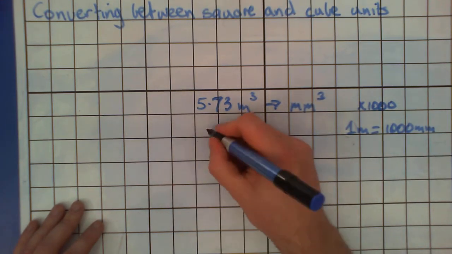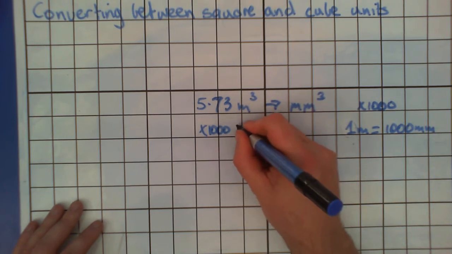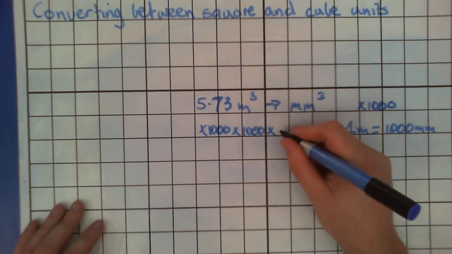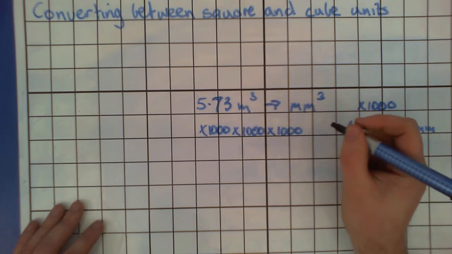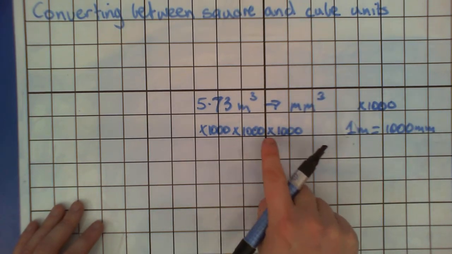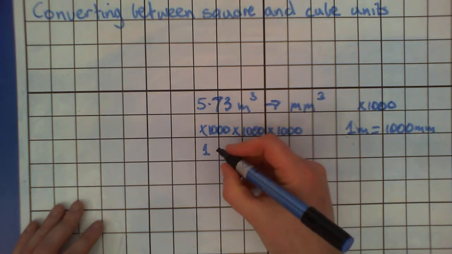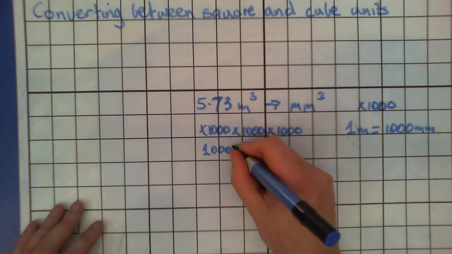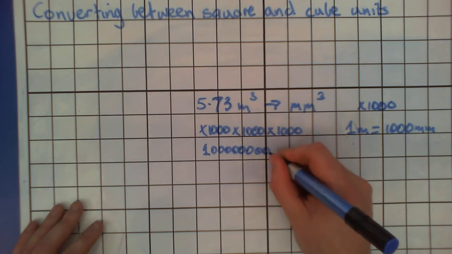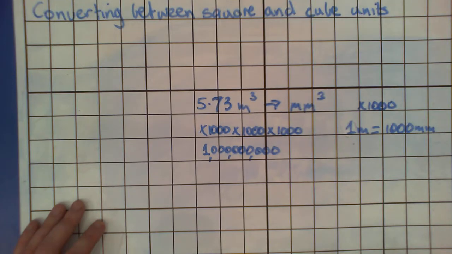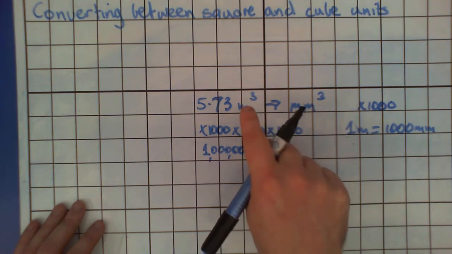So I'm going to times by 1,000. I'll do it for my width, times by 1,000. Then I'm going to do it for my height, times by 1,000. 1 times 1 times 1 is 1, and I've got 1, 2, 3, 4, 5, 6, 7, 8, 9 zeros. And that gets us to 1 billion. So there's actually 1 billion cubic millimeters in 1 cubic meter.